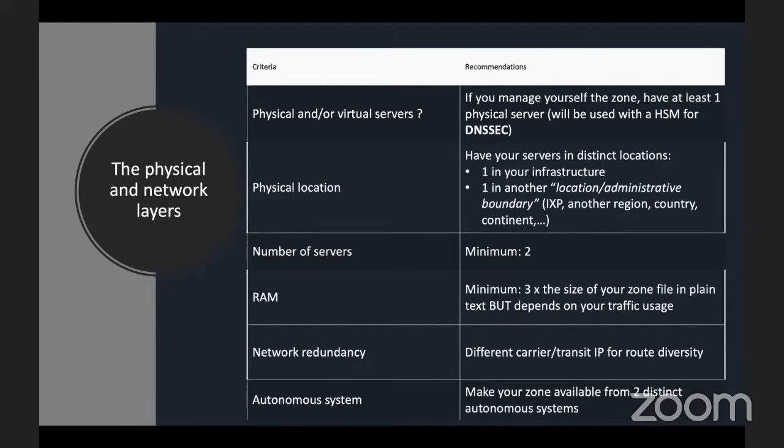Now, something which is very important is the network redundancy. We recommend you to have different carrier transit IPs for route diversity. And for autonomous systems, the most important is to make your zone available from 2 distinct autonomous systems. Remember, we tell you don't put all your eggs in the same basket. So you have this principle for all these criteria.